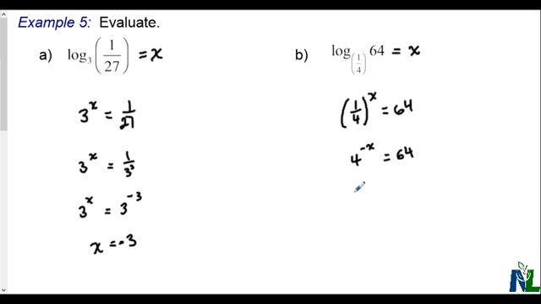So now 64 as a power of 4 would be 4 to the 3. So that's going to give me that negative x equals 3. Dividing both sides by a negative, I get that x equals negative 3.